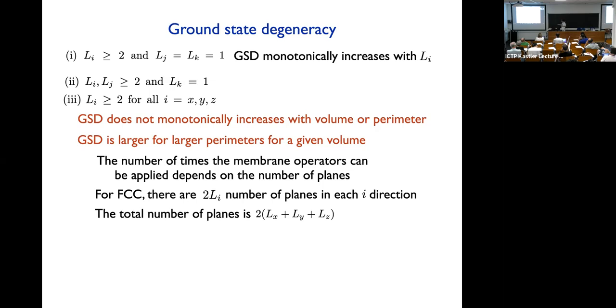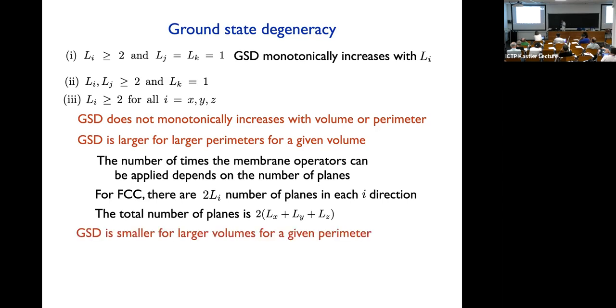Okay, great. So what I was trying to say is that if I can construct more and more membrane-like objects like this, then I can have more and more degenerate ground states. So I can count the number of membrane operators like this. It turns out that for the FCC lattice, there are two L planes in each direction. So the total number of planes is this. Because of this, you have a larger ground state degeneracy for a given volume.